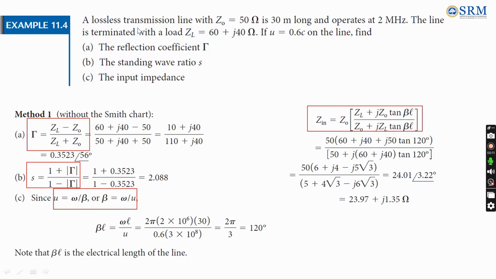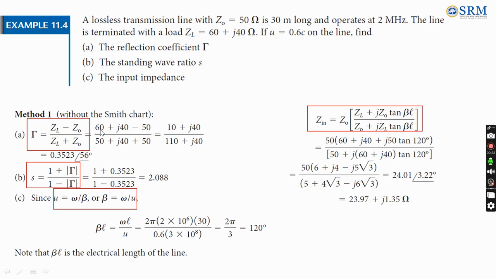In this session, let us see how to find the input impedance of a transmission line by using the Smith chart. Here, a lossless transmission line with characteristic impedance Z0 of 50 ohm, having a length of 30 meter, is given and operating at 2 megahertz. The line is terminated with a load impedance of 60 plus j40 ohm, and the velocity on the line is 0.6 times the speed of light. We are asked to find the reflection coefficient, standing wave ratio and the input impedance.